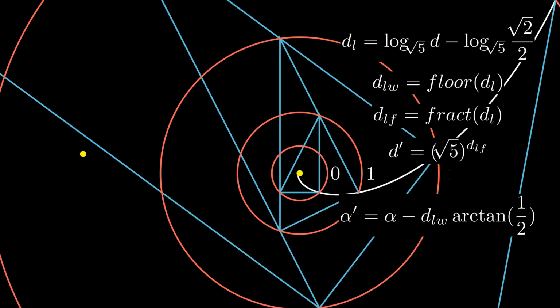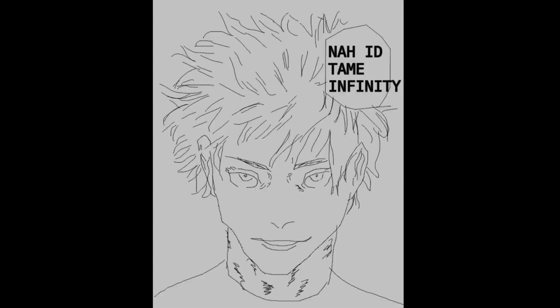Let's see this in action. And if the point is inside circle 1, it will not be scaled up or rotated, because it's already inside. With this, we've constrained infinity. We've put infinity into a chokehold. Domain reduction or something. I didn't watch Jujutsu Kaisen.